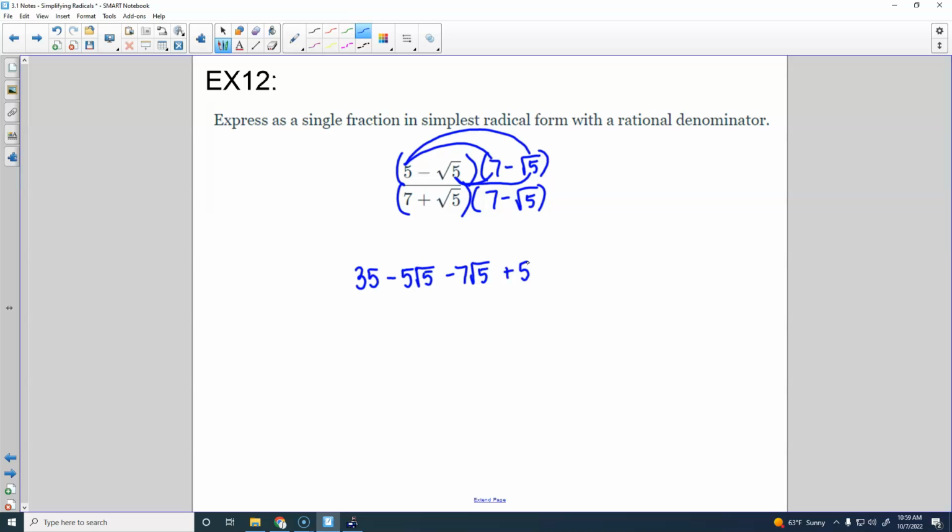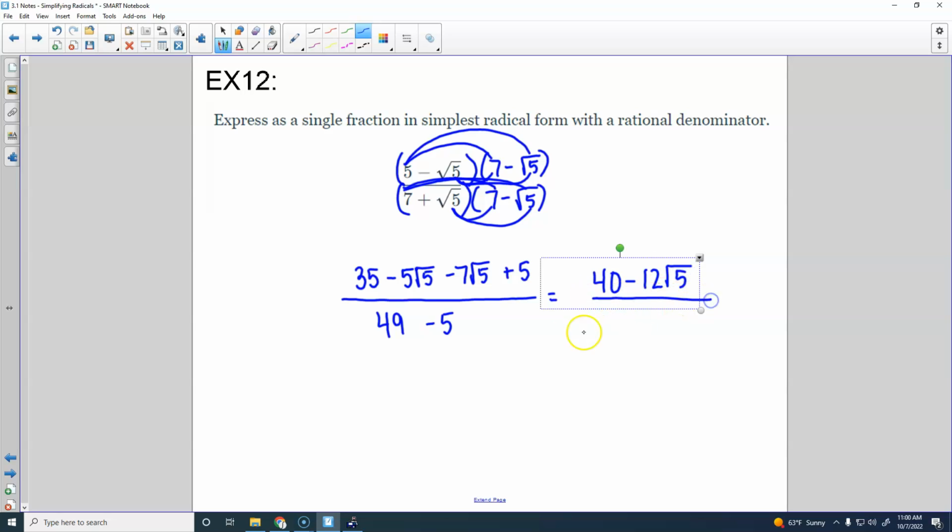Are we okay there? Numerator. In the denominator, 7 times 7 is 49. I know my outside terms and my inside terms will cancel, so I'm not going to put them down. And then square root of 5 and square root of 5 will get minus 5 here. So we will get 40 minus 12 root 5 over 44.